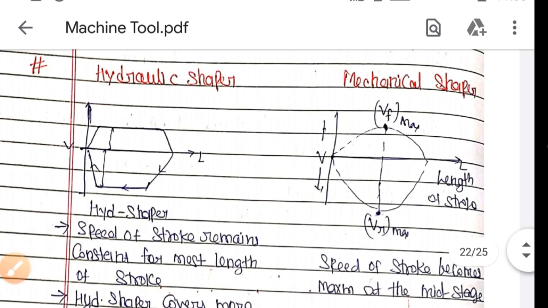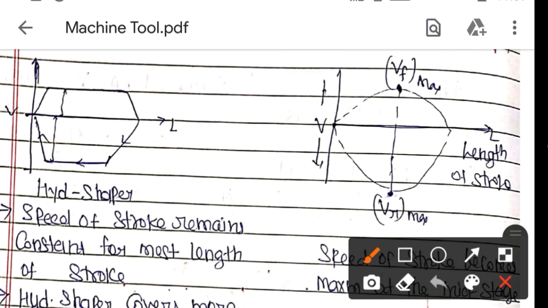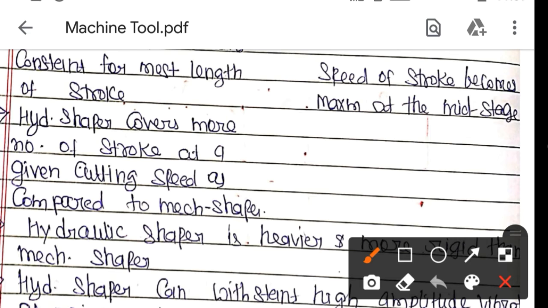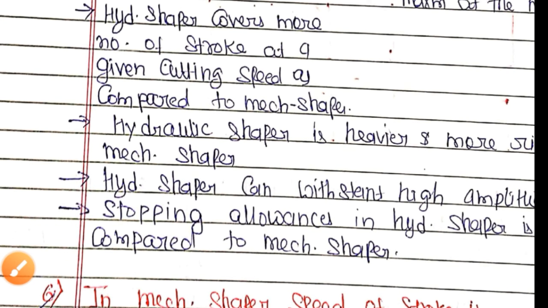And then in a mechanical shaper, the speed of the stroke becomes maximum at the mid stage of the forward and return stroke. These are the two important things. Speed of the stroke becomes maximum during the mid stage, during the forward stroke and return stroke. This is what I have written over here. Okay, so these are the differences between the hydraulic shaper and mechanical shaper.